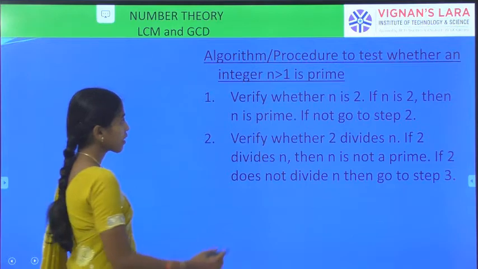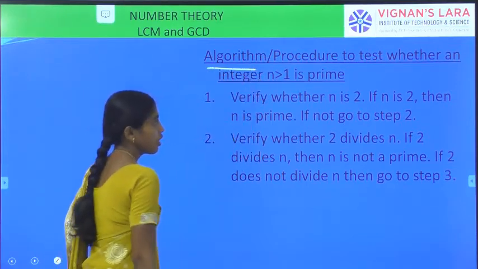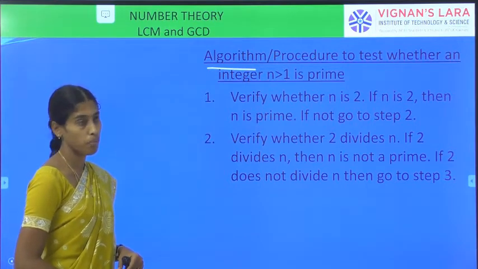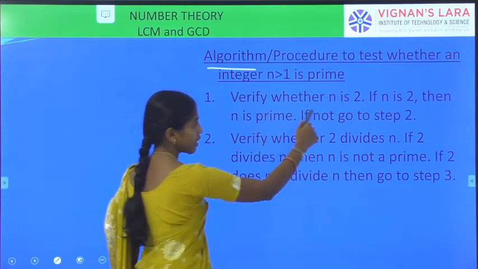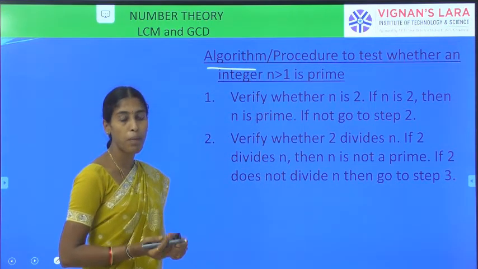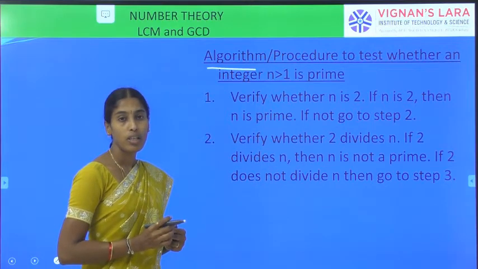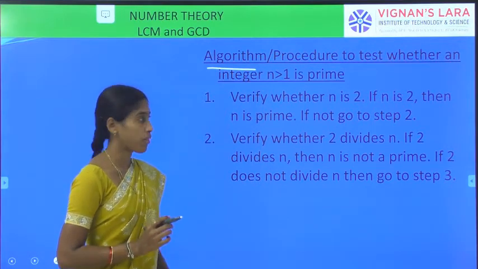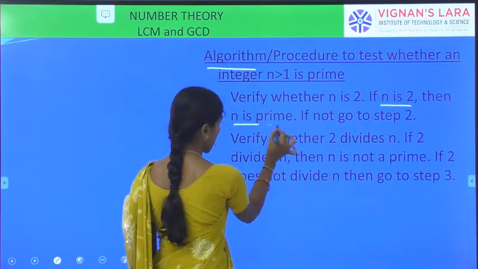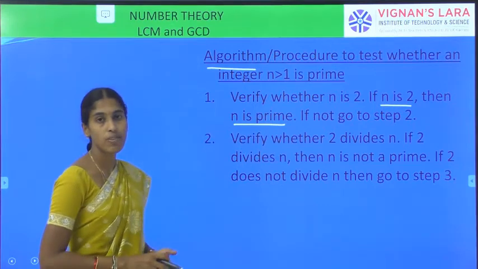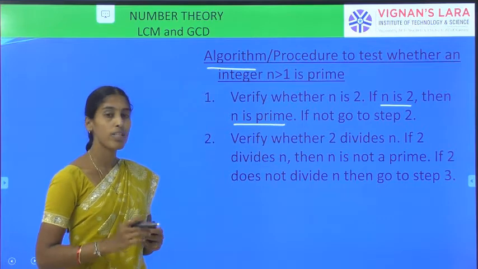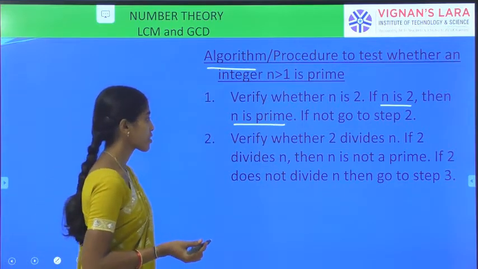Next, see the algorithm or procedure to test whether an integer n greater than 1 is prime. Step 1: verify whether n is 2. If n is 2, then it is a prime number, as all of you know 2 is the smallest prime number. If n equals 2, then it is a prime number. Otherwise, go to the next step.